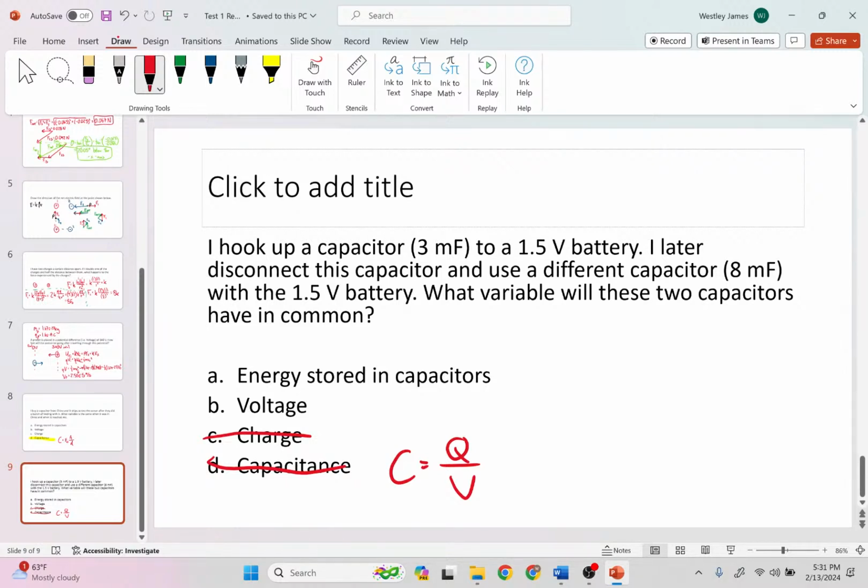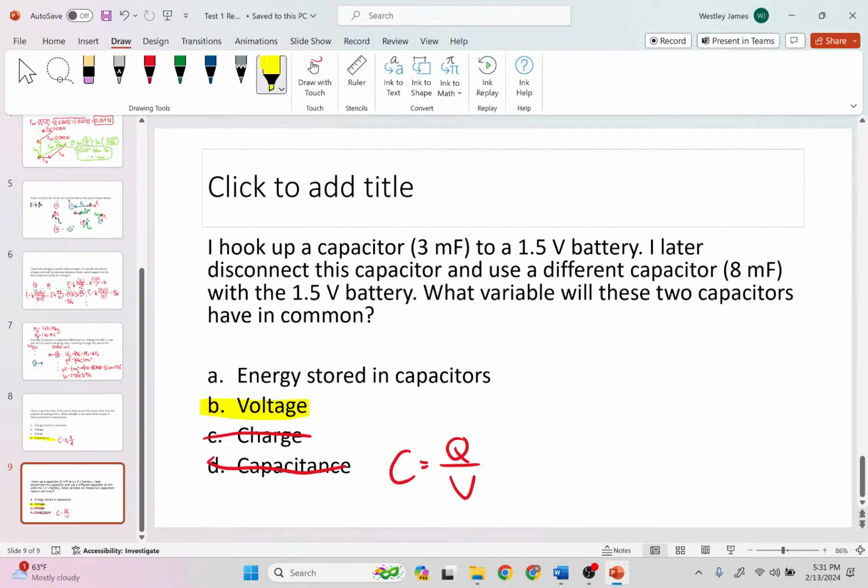And then subtly in that, I kind of said the answer. If they're hooked up to the same battery with the same voltage, the answer ends up being voltage. If you have a circuit with a single battery and the capacitor is only connected to one thing, whatever that one thing is, it gets that voltage.